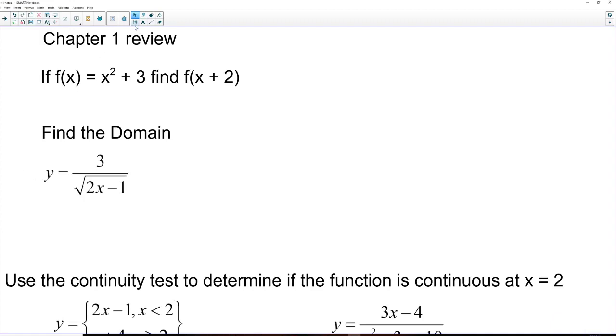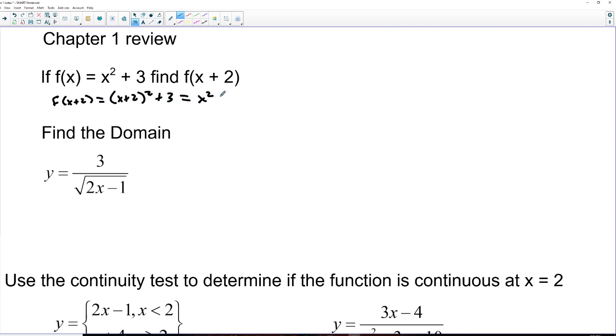This is the chapter 1 review. If f of x equals x squared plus 3, find f of x plus 2. So when we find f of x plus 2, we're going to plug x plus 2 in for x. And then we just need to do some algebra.